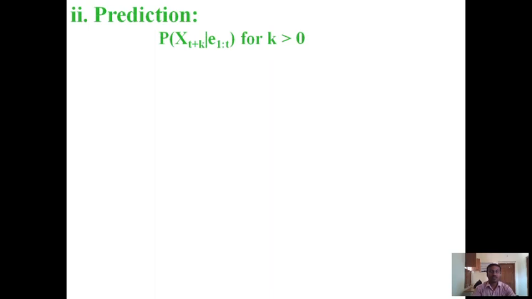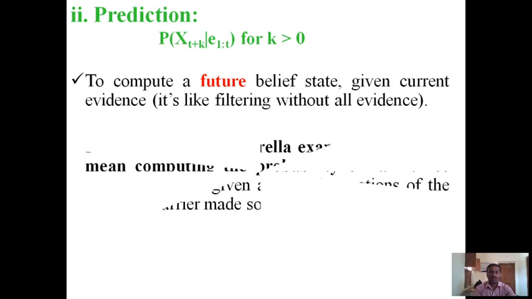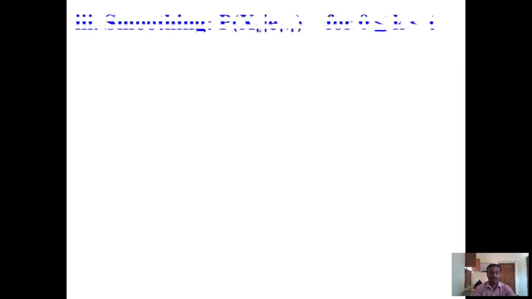Prediction: P(X_t+k | e_1:t) for k greater than 0, is to compute a future belief state given current evidence. It's like filtering without all the evidence. Example: in the umbrella example, this might mean computing the probability of rain 3 days from now given all the observations of the umbrella carried made so far. Prediction is useful for evaluating possible courses of action.